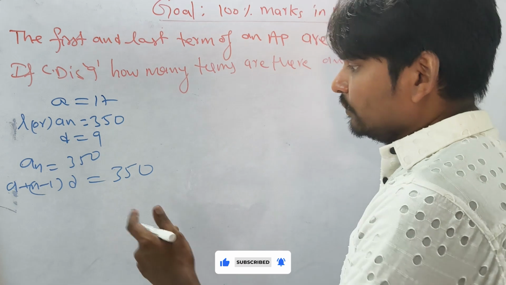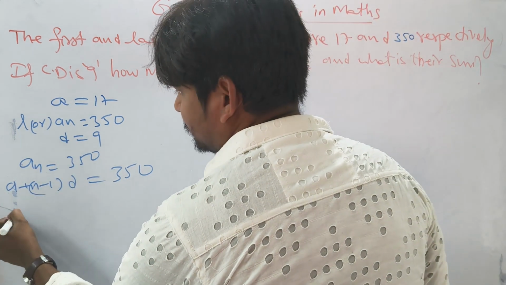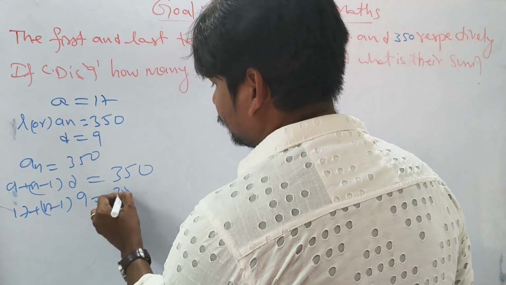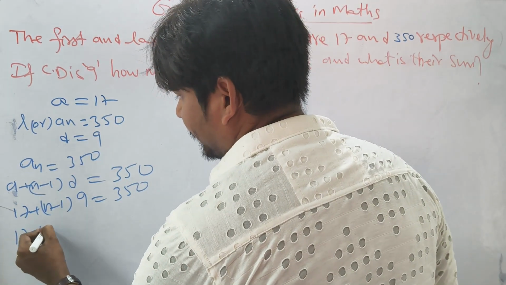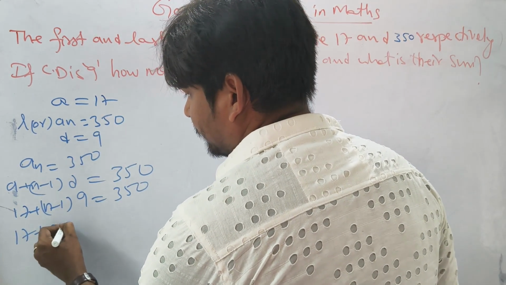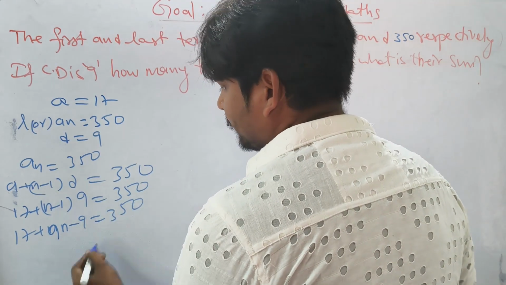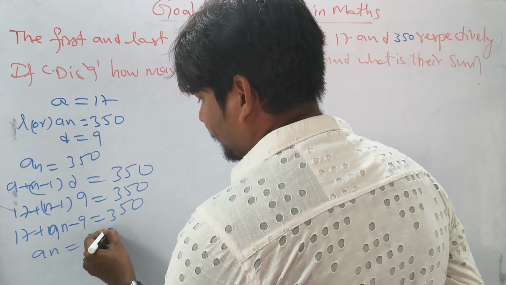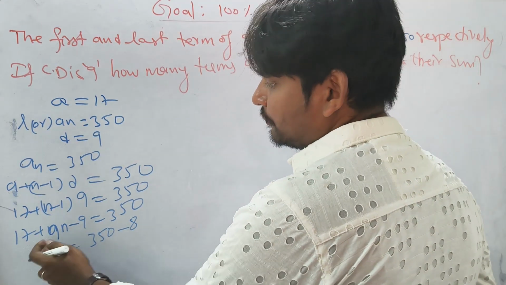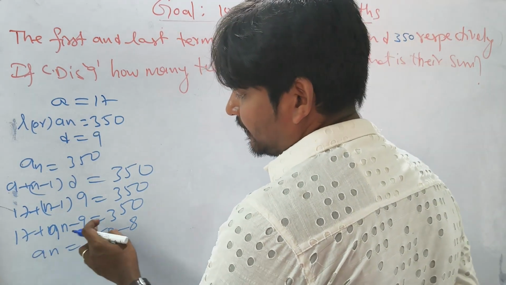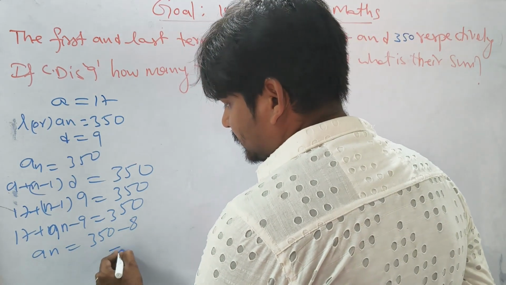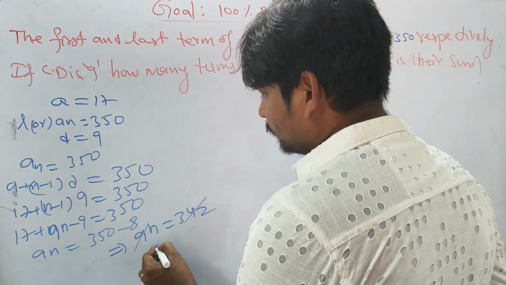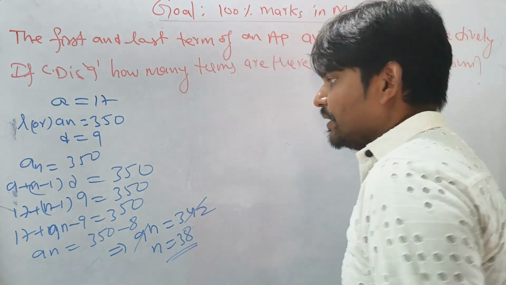Substitute a, which is 17, plus (n - 1) into d, which is 9, equal to 350. From this, 17 + 9n - 9 = 350. So 9n = 350 - 8, because if you transpose it to this side you will get minus, and 17 - 9 is 8. Now 9n = 342, so n = 38. Now we got the number of terms.